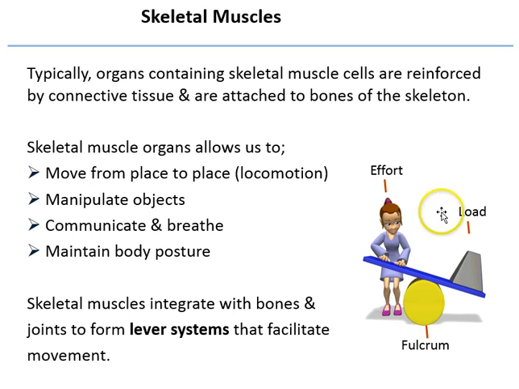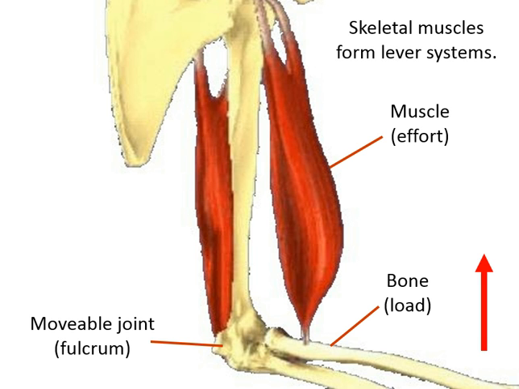This image here shows the lever system concept. The load here is the point where the force is applied. The fulcrum is the movable joint, and the effort to move this load here is provided by the contraction of the skeletal muscle. Here's how the lever system works with skeletal muscles.